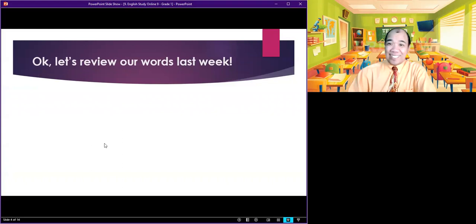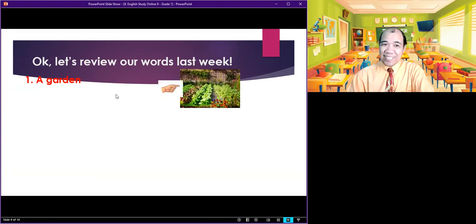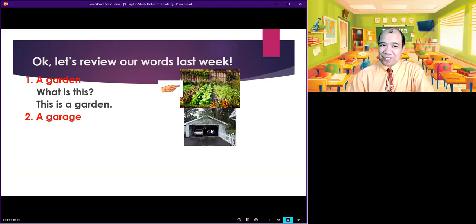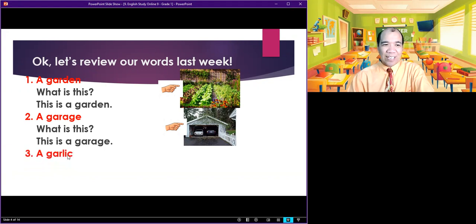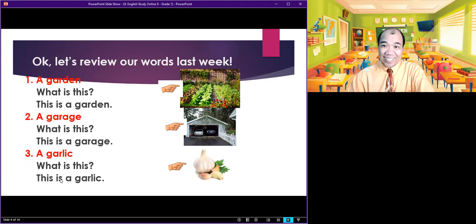Okay, let's review our words last week. A garden. What is this? This is a garden. Number 2, a garage. What is this? This is a garage. A garlic. What is this? This is a garlic.